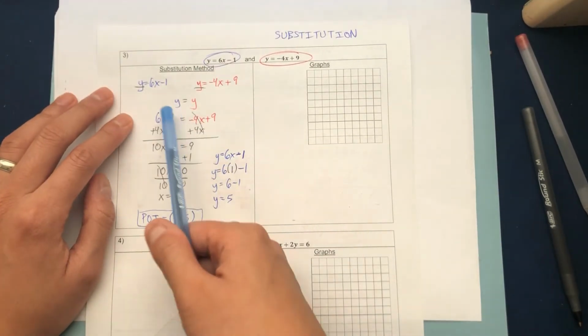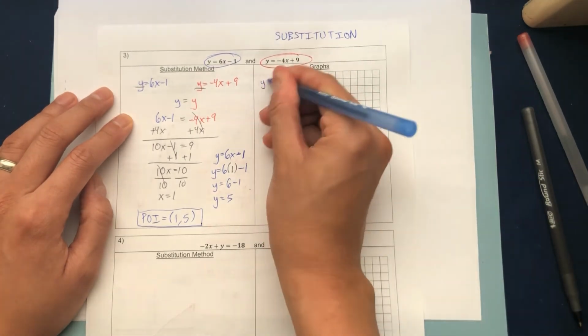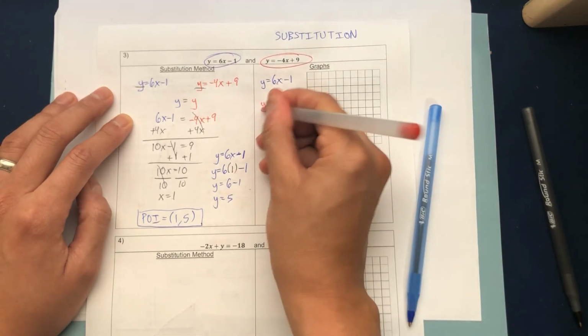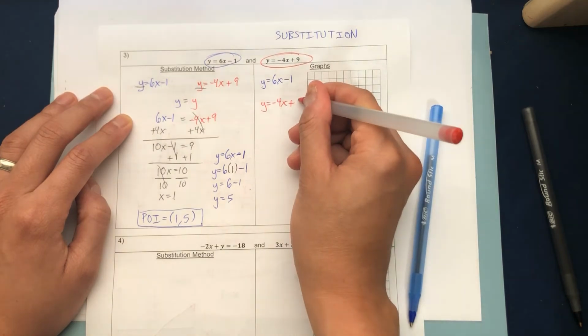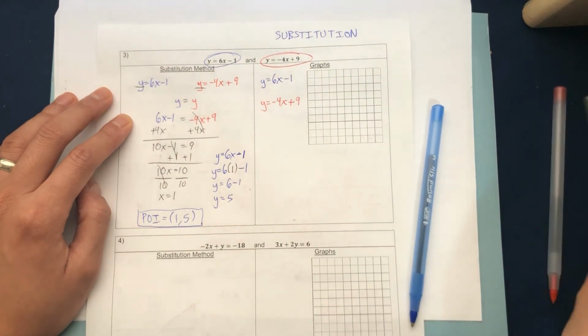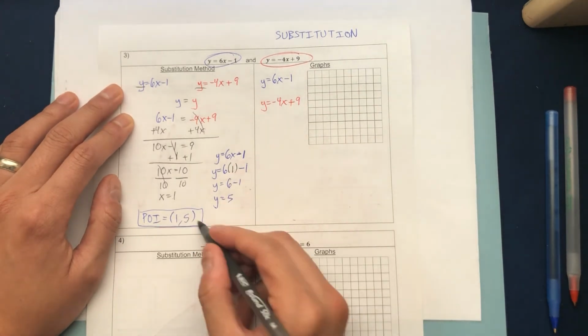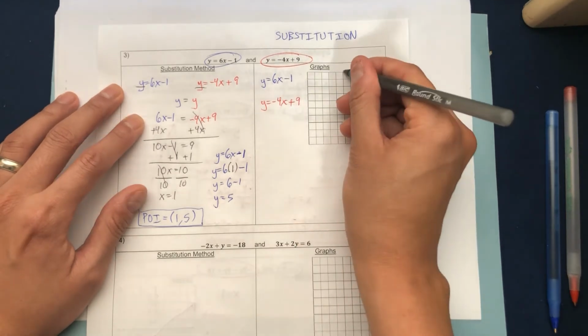Okay, so now we have the equations. We're going to graph them. And the fortunate thing is that both of these are already in slope-intercept form. So we don't have to worry about doing any translations to get them into that form. And my point of intersection is 1, 5. I have a y-intercept at 9 and negative 1, so I might want to scale by 2s again.